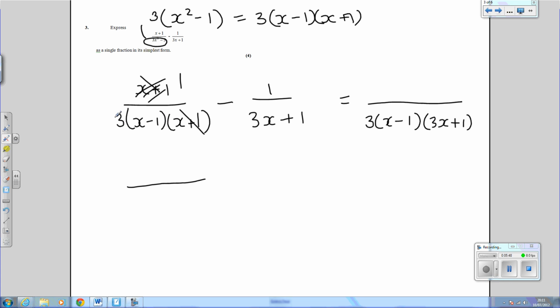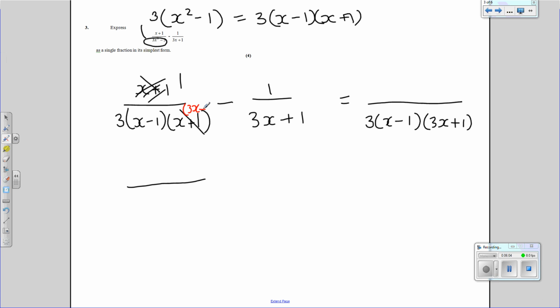So the first one, that's already over a 3 and an x minus 1, but it needs an extra one of these. It needs a 3x plus 1 on the bottom. So if I just write it here, small, 3x plus 1, it now has one of these on the bottom, so it does have this common denominator. However, if we're going to multiply the bottom by 3x plus 1, which you have to do, the same to the top to keep the fraction equivalent. I know it doesn't look very tidy, but this fraction is now 1 lot of 3x plus 1 over 3 lots of x minus 1, 3x plus 1.